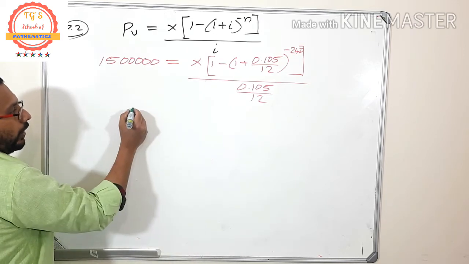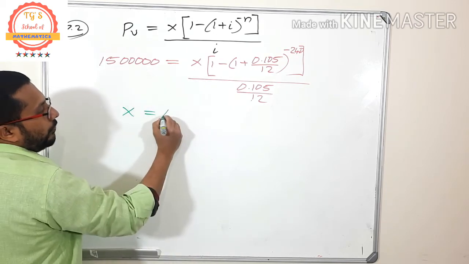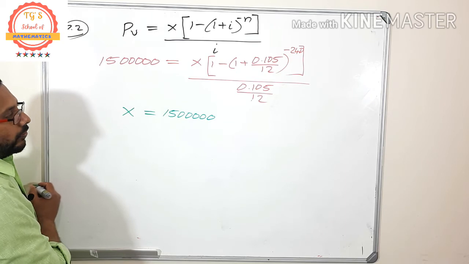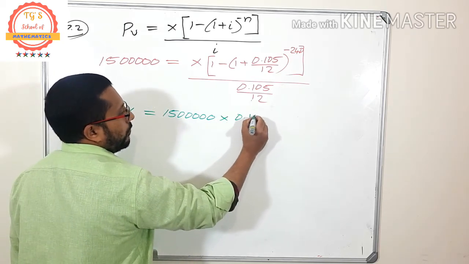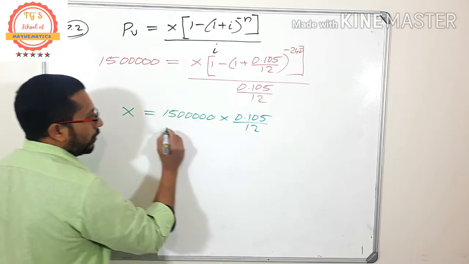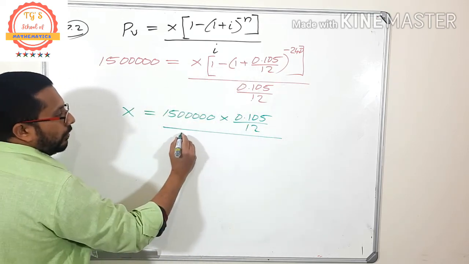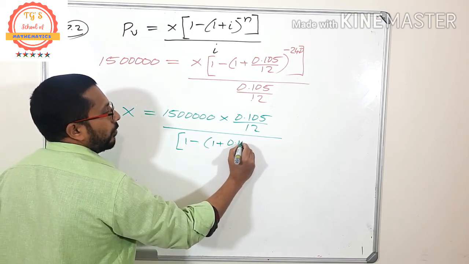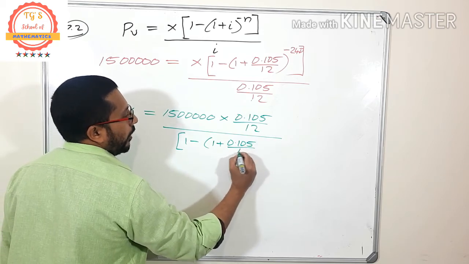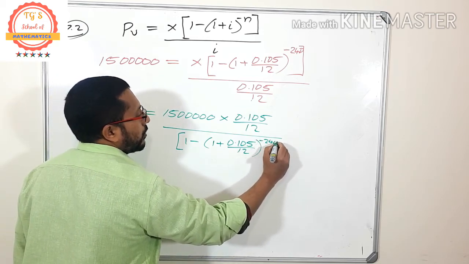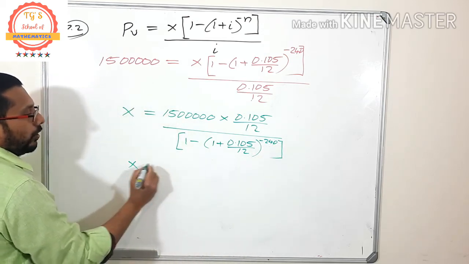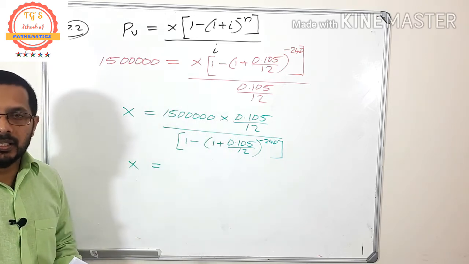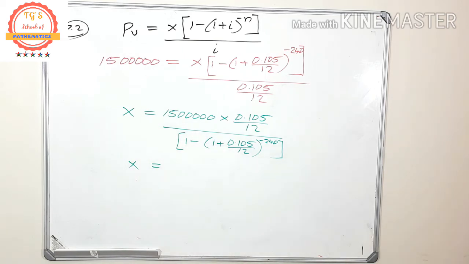So look at this one. X is equal to 15 with how many zeros? 1, 2, 3, 4, 5. Times 0.105 divided by 12, the whole divided by 1 minus 1 plus 0.105 divided by 12, the whole raised to minus 240. Take your calculator and try to type exactly like this. It is very important. You must type exactly like that.